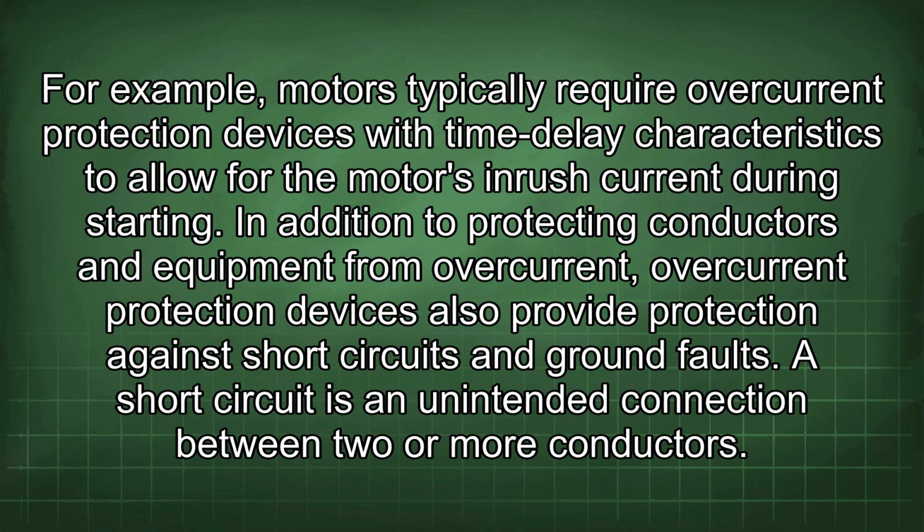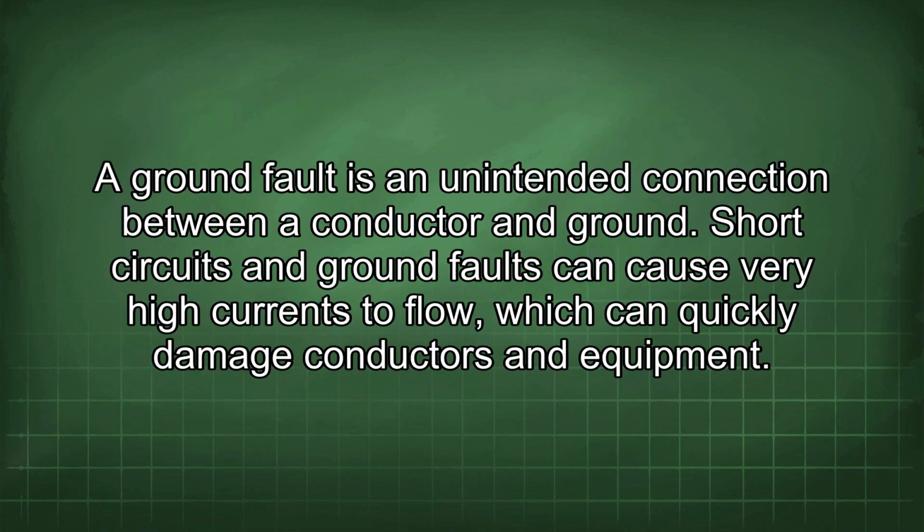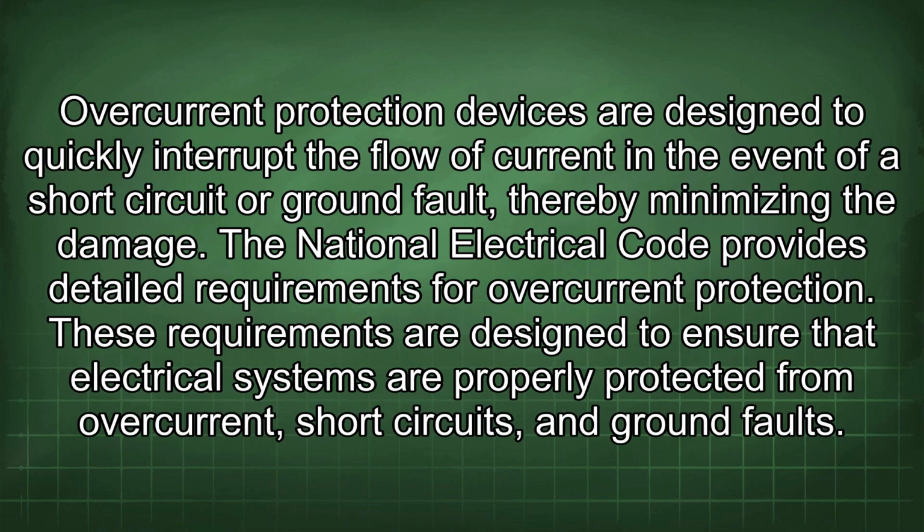In addition to protecting conductors and equipment from overcurrent, overcurrent protection devices also provide protection against short circuits and ground faults. A short circuit is an unintended connection between two or more conductors. A ground fault is an unintended connection between a conductor and ground. Short circuits and ground faults can cause very high currents to flow, which can quickly damage conductors and equipment. Overcurrent protection devices are designed to quickly interrupt the flow of current in the event of a short circuit or ground fault, thereby minimizing the damage.